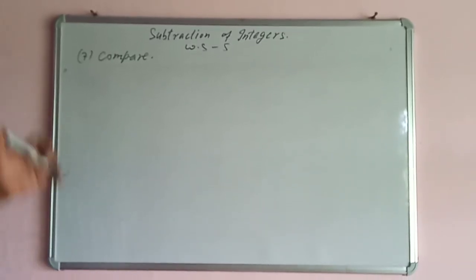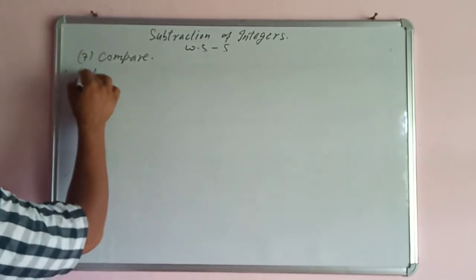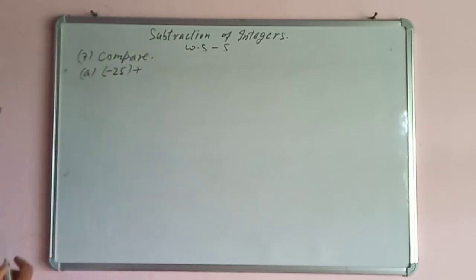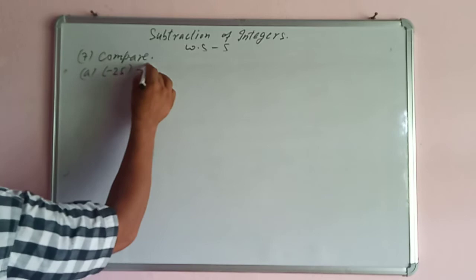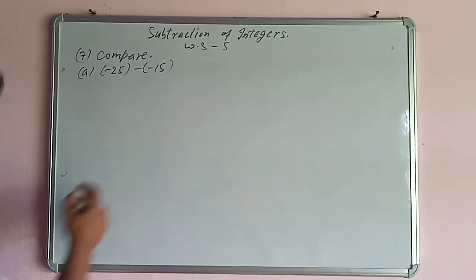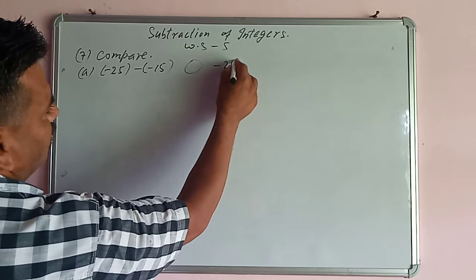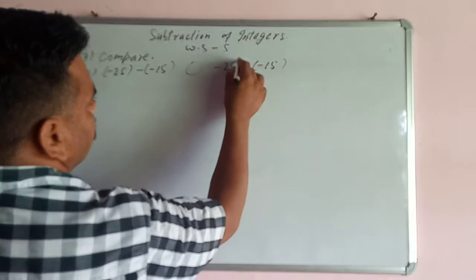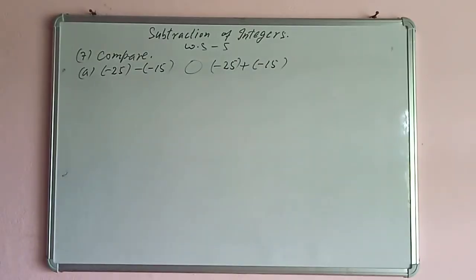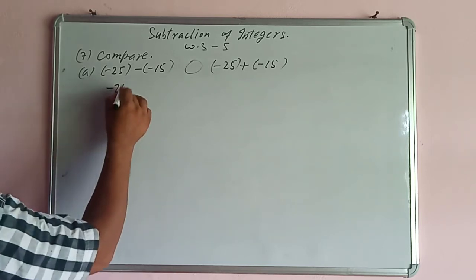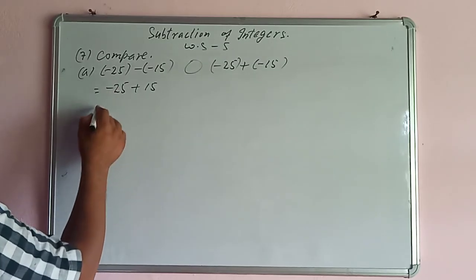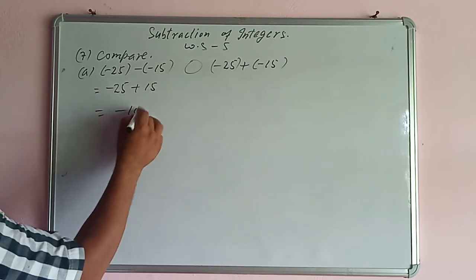So next question 7 is compare. In the first A part it is minus 25 plus minus 15. And second is minus 25 plus minus 15. So now we will compare which one is greater. So first of all we will solve. So it is minus 25 minus into minus plus 15. So when we will solve this, we get minus 10.